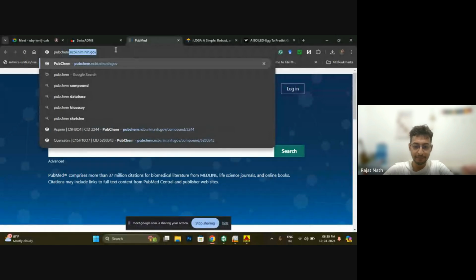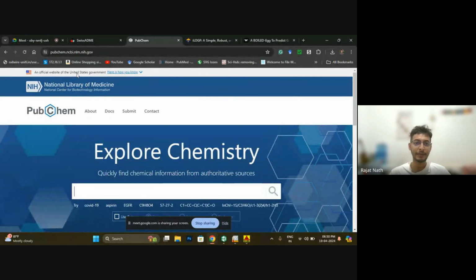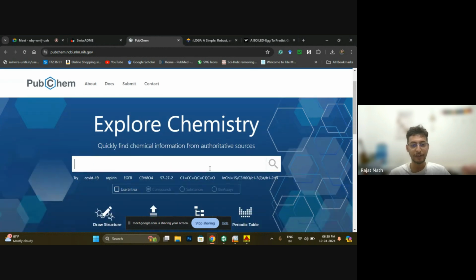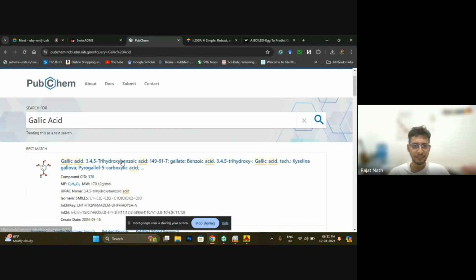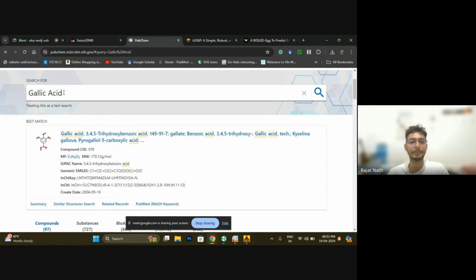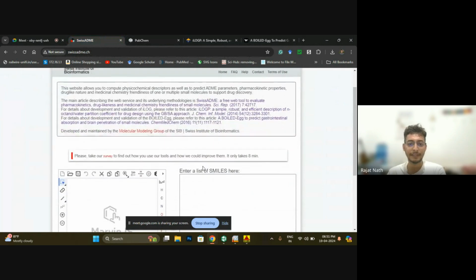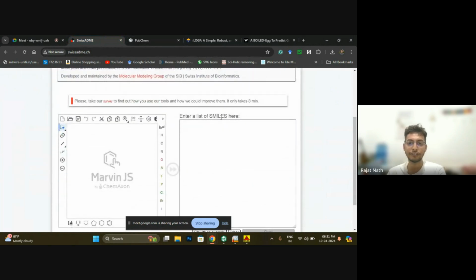So, to predict the ADME profile of any compound, we will again visit the same website, the database for small molecules or ligands, and search any ligand name of your interest. Like I am searching here for one compound known as gallic acid. Okay, so this is gallic acid. I need its SMILES format, because in this server they have written, enter a list of SMILES here.